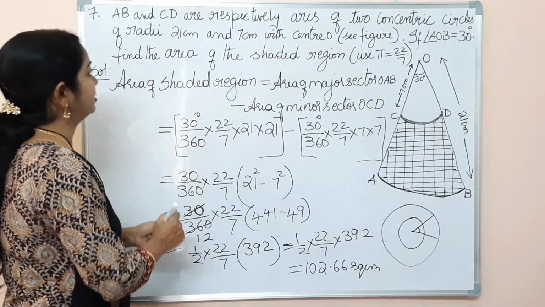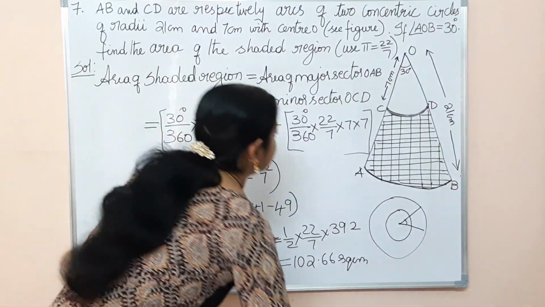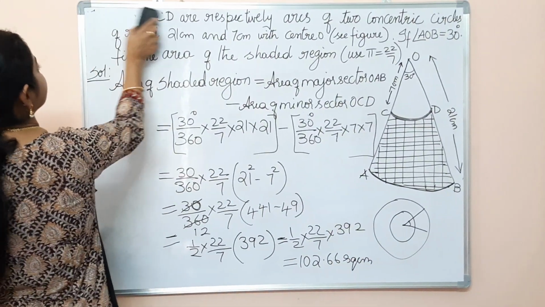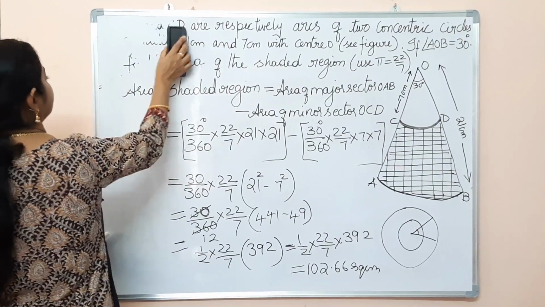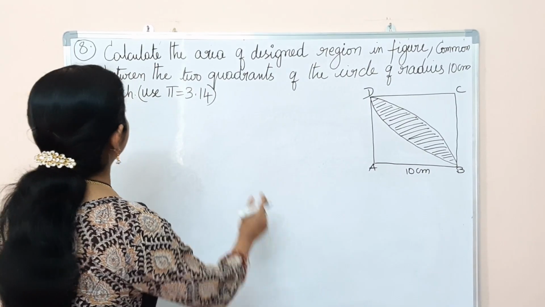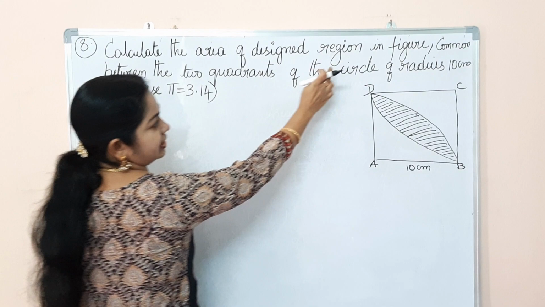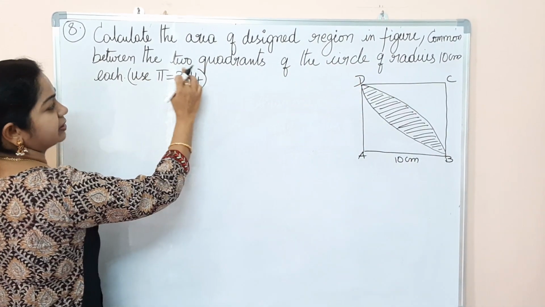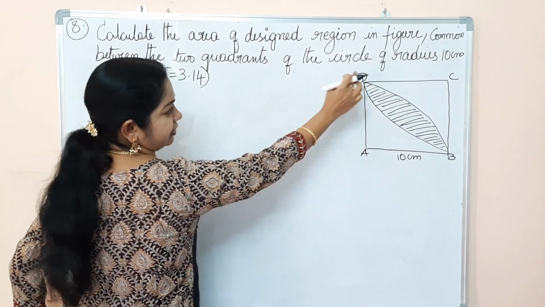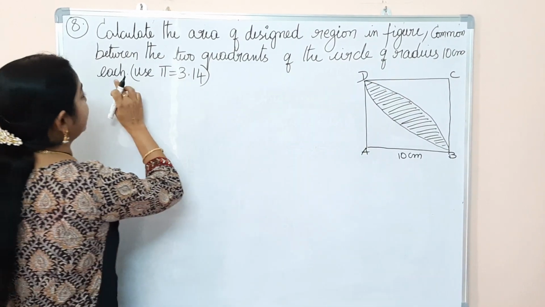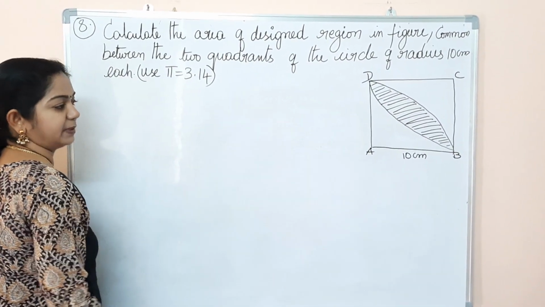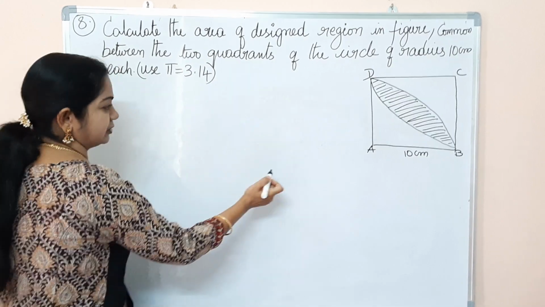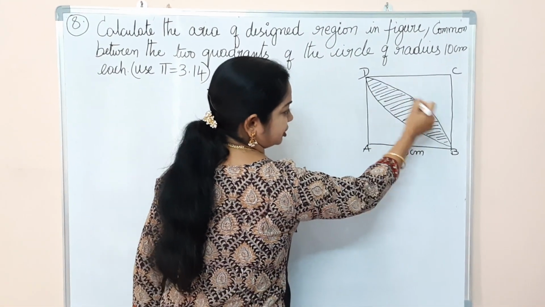So like this, there is one more problem. Let's do the next problem. Calculate the area of the designed region in the figure. See this figure? It is common between the two quadrants of the circle of radius 10 centimeters each. Use the value of pi as 3.14. So we need to find the area of this shaded part.